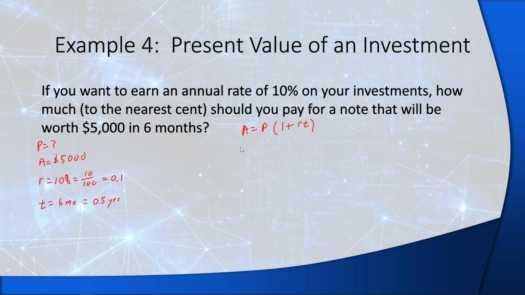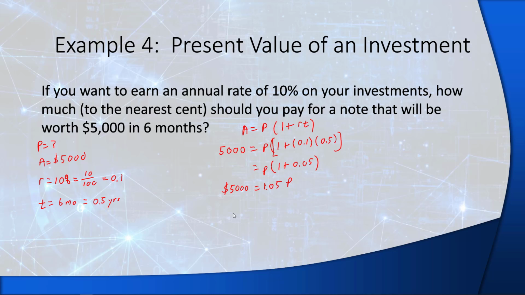Okay, now with all this information, we can go ahead and substitute it into here. And we will have that 5,000 is equal to P, we don't know what that is, times 1 plus 0.1 times 0.5. That is going to be equal to P times the quantity 1 plus 0.05, and that will be equal to 1.05 times P. That will be $5,000.